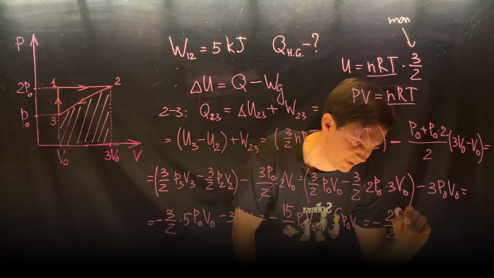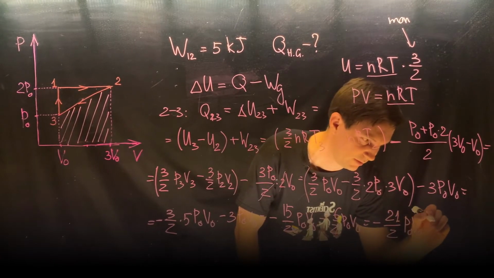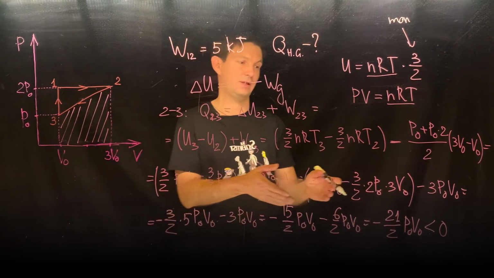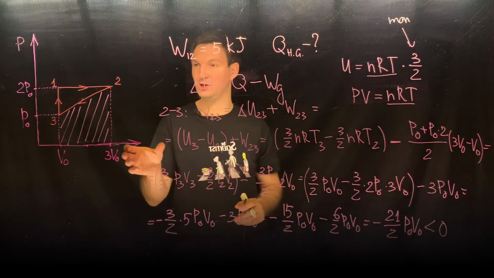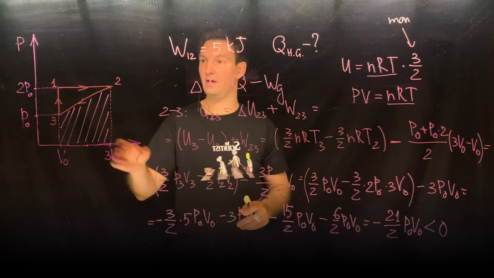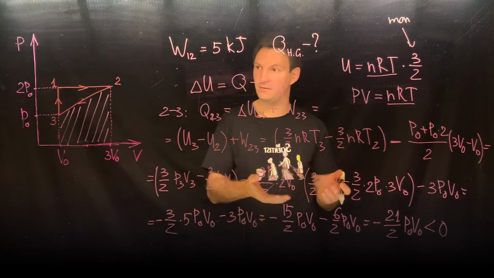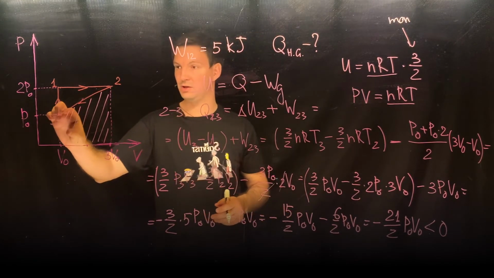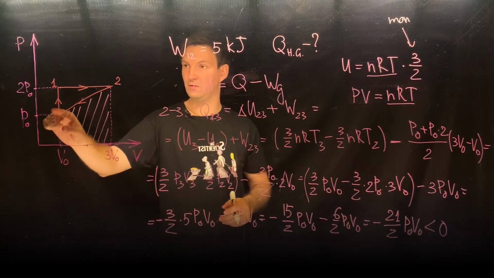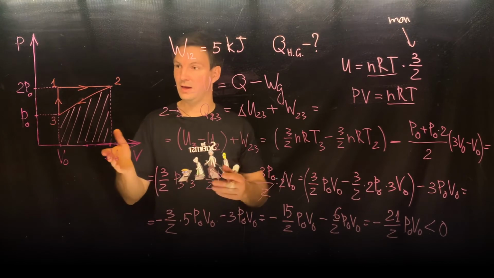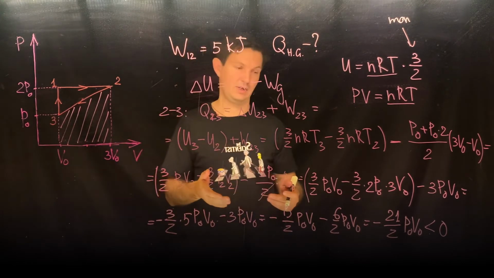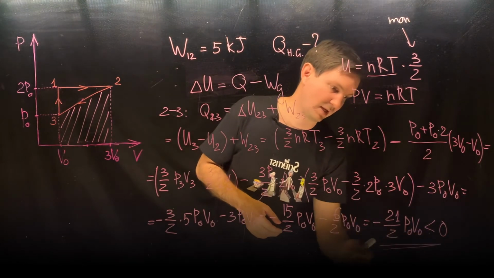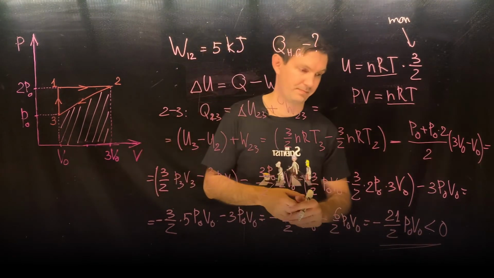21/2 P0 V0, and it is a negative number, and it means that in transition from state 2 to state 3 the gas gives off its heat, and if in transition from state 3 to state 1 the gas doesn't give off its heat, then this will be the answer of our task.